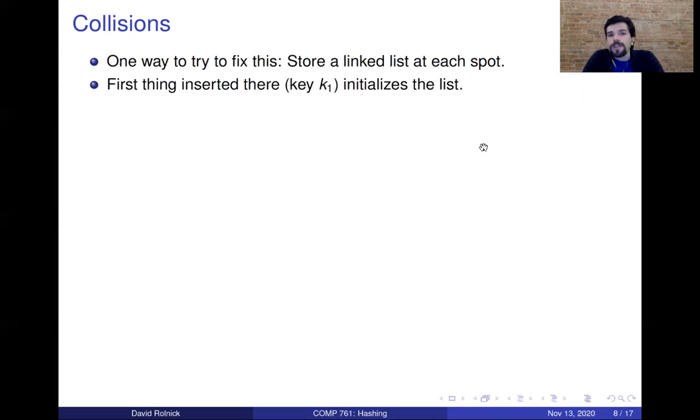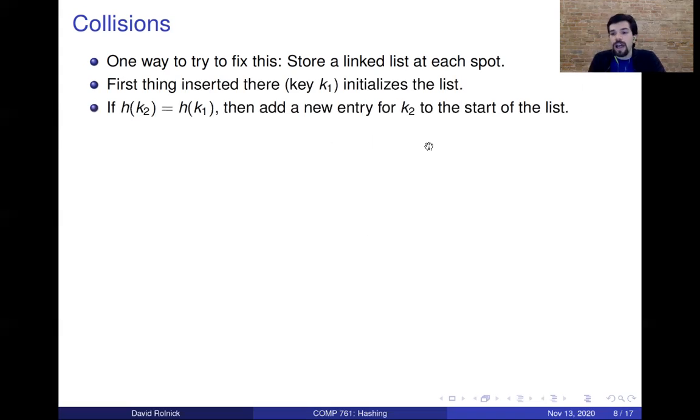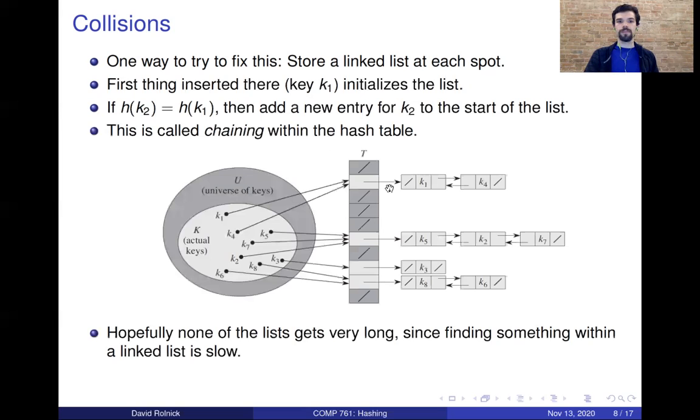And so the first thing that you insert there initializes the list, and you have just one element in your list. And then each time you have something new, you insert it typically at the start of the list. So you push everything back, though since it's a linked list, there is no real cost for doing that. It's very easy to just insert something at the start and say, okay, this is now the start of my list, and the thing key 1 is now the second element of my list. And then if I added key K3, it would be K3, then K2, then K1. Okay. And this is called chaining within the hash table.